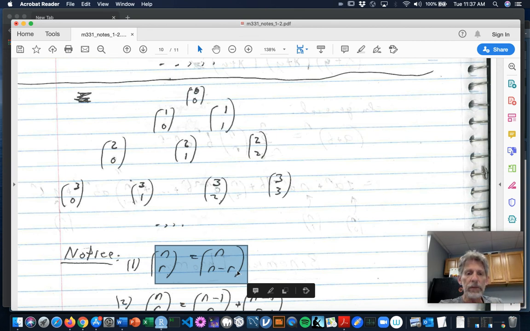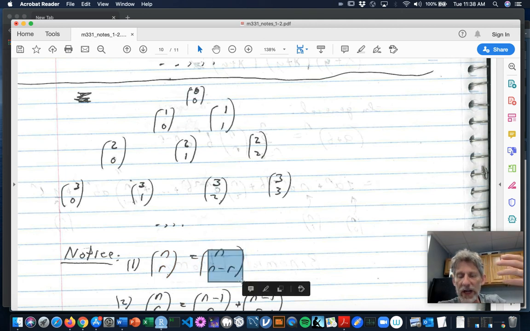Another way of thinking about it is, the number of ways to choose r things out of n things. Well, I could choose a set of r things out of n things by choosing which n minus r things to reject. You get the idea? And so I could count how many ways to reject n minus r things, and it's got to come out as the same as the number of ways to accept r things.